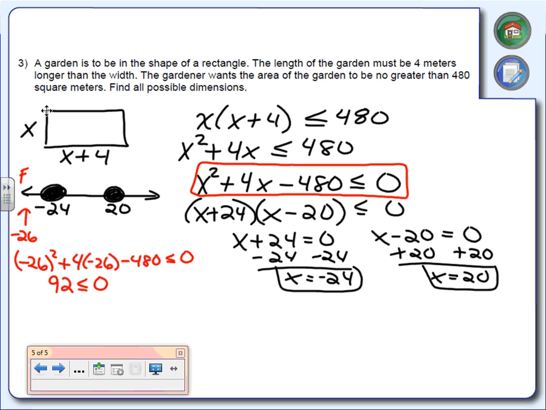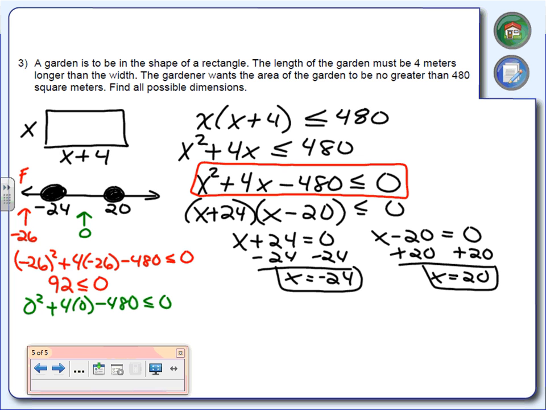Let's try the middle section. Number between negative 24 and positive 20. What number are we going to use? Give me a number that falls between negative 24 and 20. Something that falls in here. 0. 0 would probably be the easiest number to use. So we're going to do 0 squared plus 4 times 0 minus 480 is less than or equal to 0.